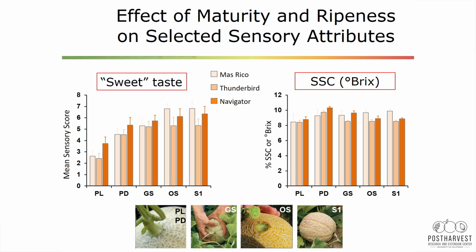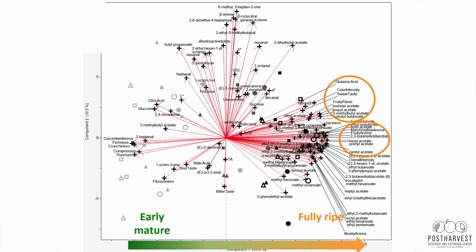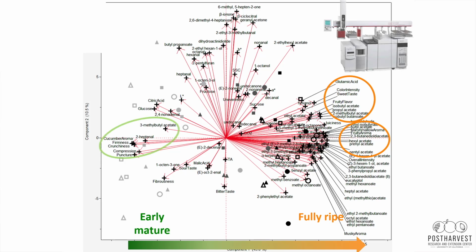And what was different between this one and this one? Volatile compounds, right? So what we did is that we measured a whole ton of different attributes, right? We measured soluble solids, we measured actual sugars, we measured lots and lots of things. And in the end, what we found is that fruity flavor, sweet taste was really correlated with things like aroma volatiles and not so much with sugar content.